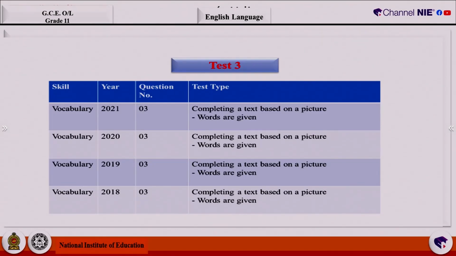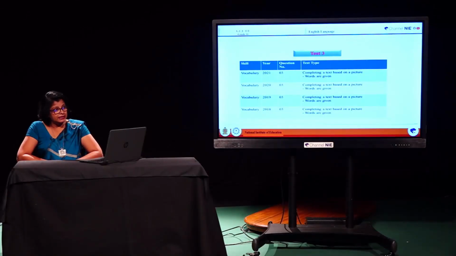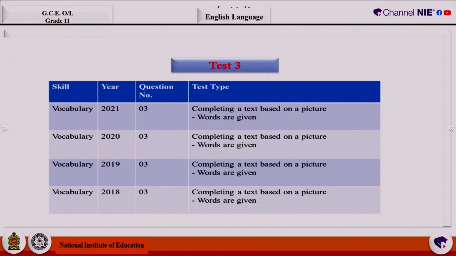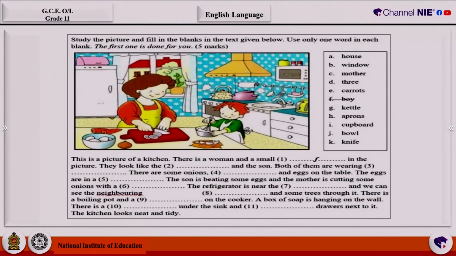So these are the examples taken from 4 past papers: paper 2018, 2019, 2020 and 2021. So the question number 3 is the same. There is no change in the order. And in all these 4 questions, the task was to complete a text based on a picture, and the words were given. So look at this example. As I have told you, look at the paragraph. The first sentence and the last sentence, there are no blanks here. So that helps us to get a better understanding about the picture and about the paragraph.